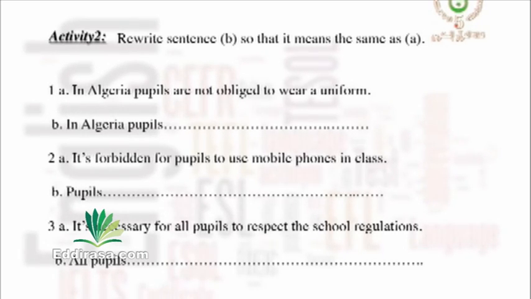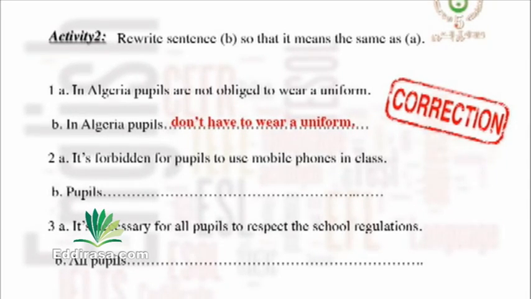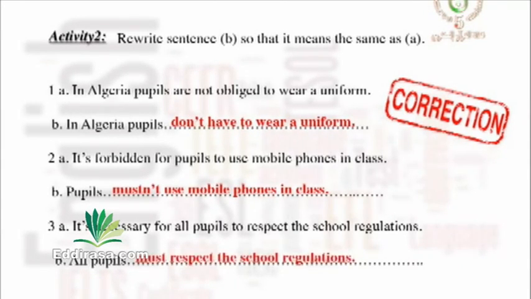All right, let's start now correcting sentence by sentence. In Algeria, pupils don't have to wear a uniform. Second one, pupils mustn't use mobile phones in class. And the third, all pupils must respect the school regulation.